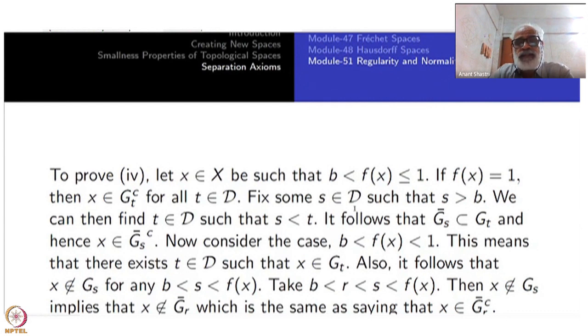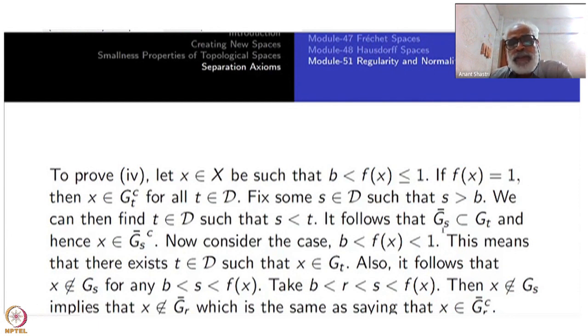So fix some s belonging to D such that s is bigger than b. Take some s inside D, because b is less than 1. Between b and 1, there must be some s. What is s? s is an element of D. So this is where I am using the fact that the dyadic rationals are dense. So we can find a t belonging to D such that s is less than t. I have chosen b less than s less than 1, so between s and t I can choose another t. That is again the density of D. So I can choose b less than s less than t and t less than or equal to 1.